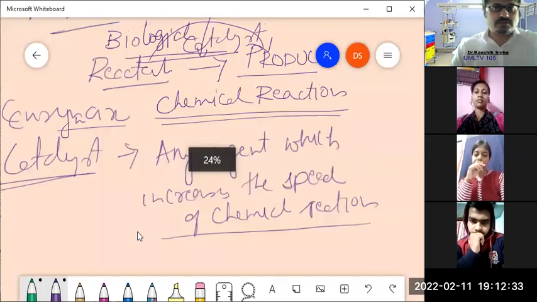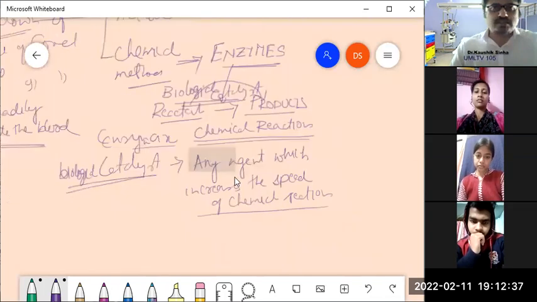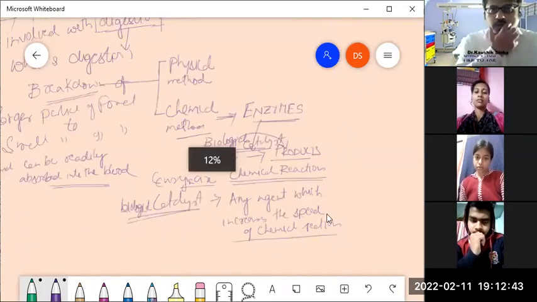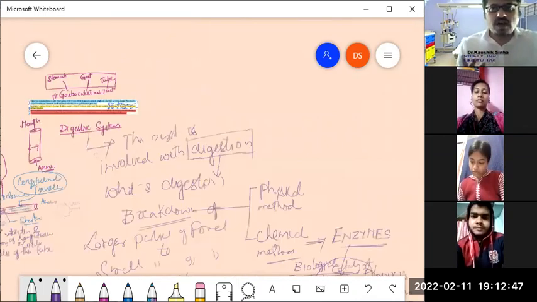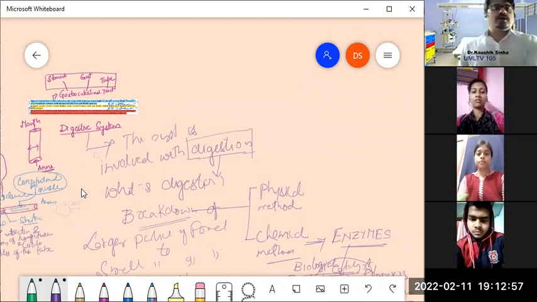So here I have written the definition of a biological catalyst. What is that? Any agent which increases the speed of chemical reactions. That is what is written on the board. So this actually completes the short revision. And with that short revision, I think it's time now to move further towards the completion of the other points that are present in the syllabus as topics. Okay, so can we now move forward?